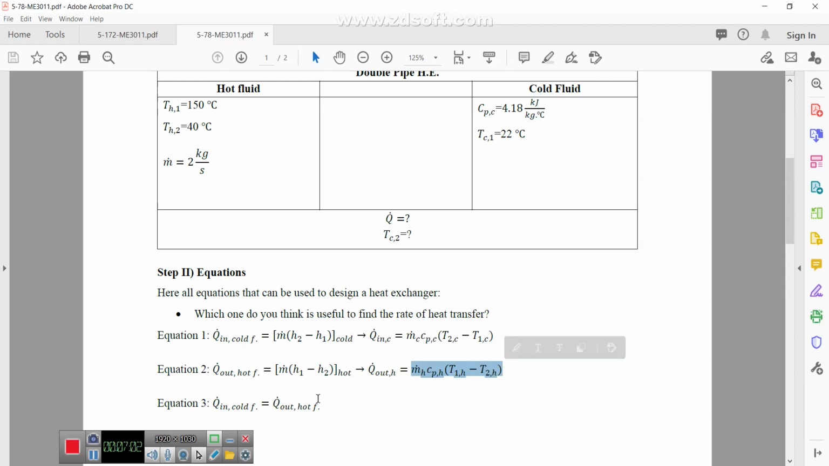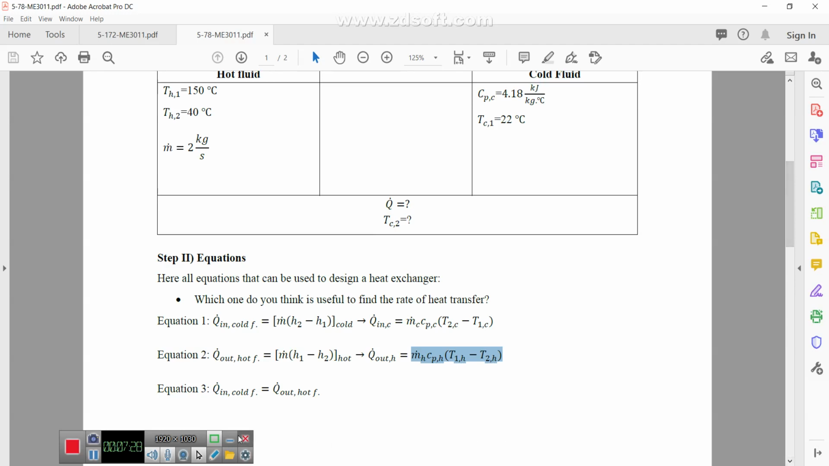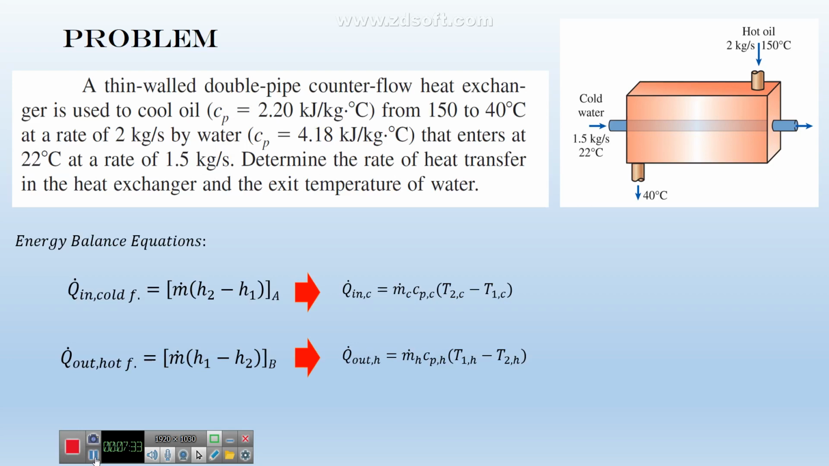And the third one is the energy balance between the hot and cold fluid. So you are asked to find the Q dot, the heat rate. Just spend 2 minutes, work on these three equations. Which one do you think is useful to find the rate of heat transfer? Just spend 2 minutes, and then based on the available information, which one do you think is the best one to solve actually Q dot?